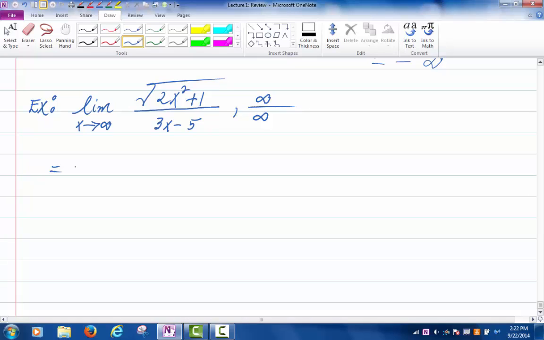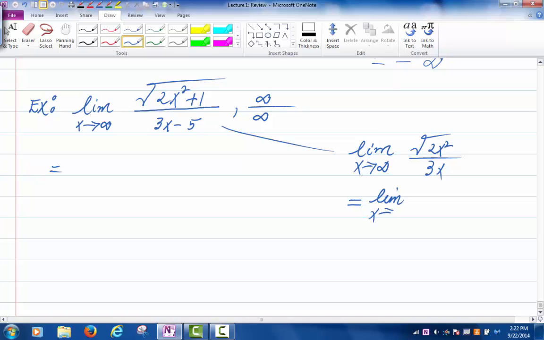So if you only keep the dominating terms, what's going to happen? You take the limit as x goes to infinity of root of 2x squared divided by 3x, right? And then root of 2x squared is the same as what? This is root 2 times x, right? Divided by 3x. And then the x's cancel out. You get root 2 over 3, right? Is that okay?